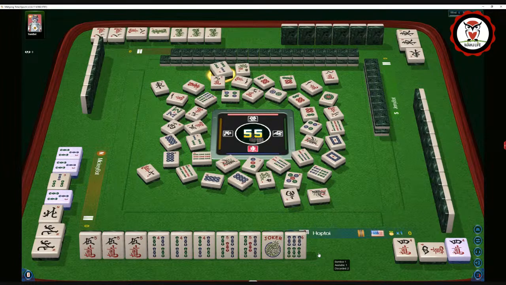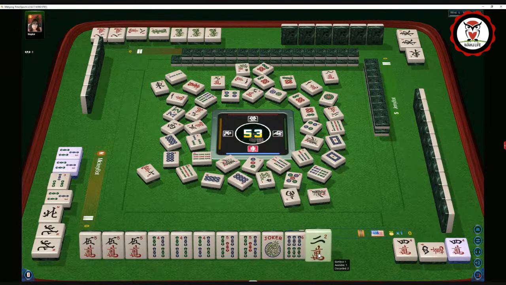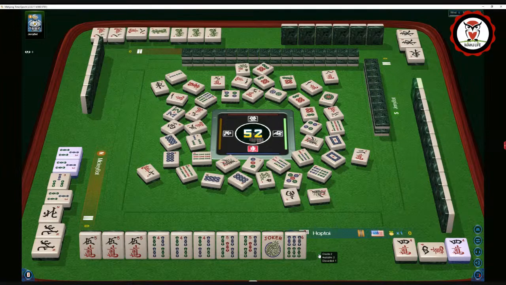Three bamboos. Oh, they got a joker. These robots are really good at getting joker exchanges. Two bamboos. Oh, they just threw away one of their tiles that they need. I hope they have two bams. They're playing one, two, three, one, two pair.